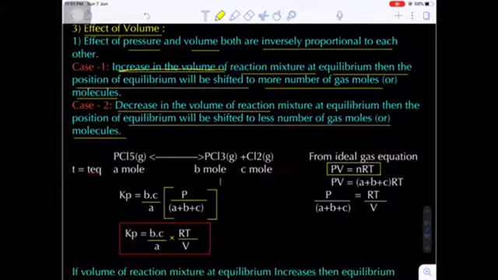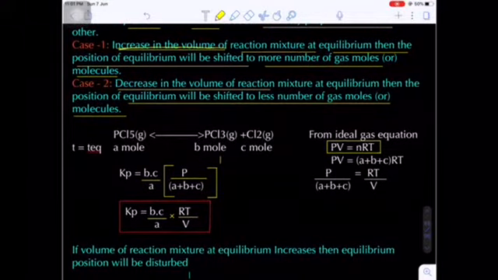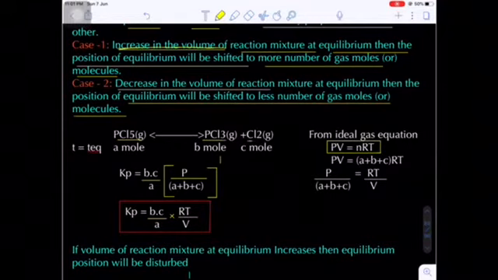Now let's see one example. Here PCl5 dissociates into PCl3 and Cl2. Let's suppose the reaction is attaining equilibrium, with small a moles of PCl5, small b moles of PCl3 and small c moles of Cl2 present at equilibrium. Are you getting my point?